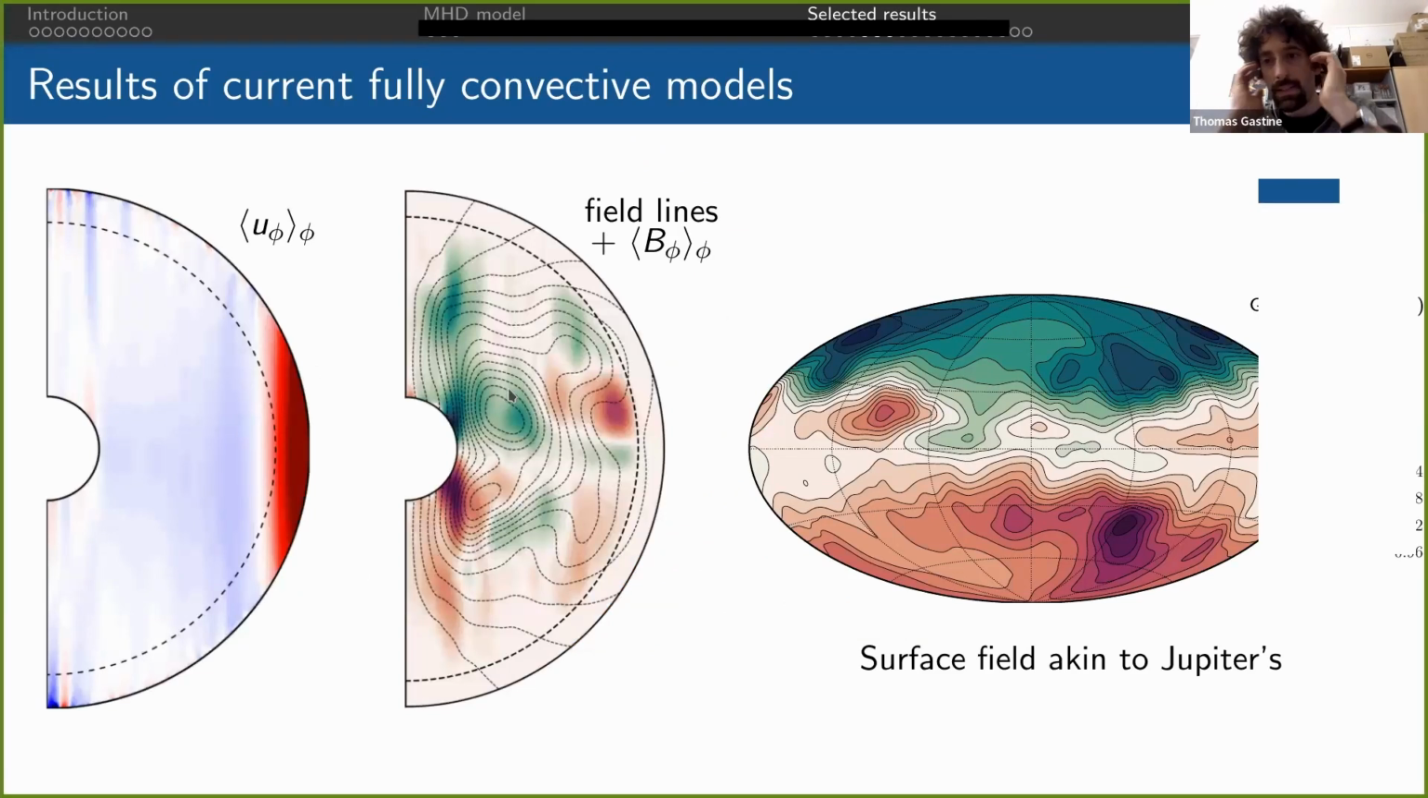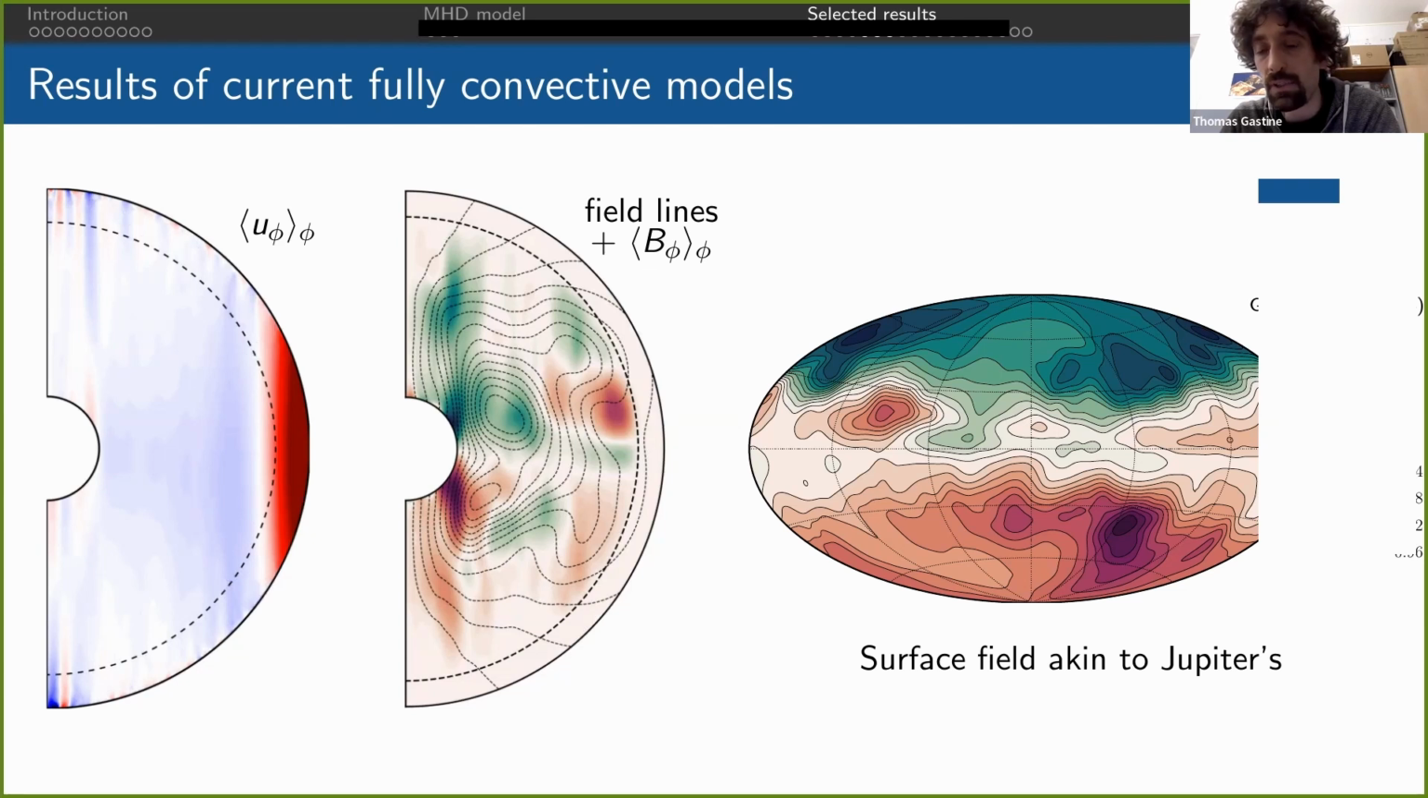So here, this is a simulation that I conducted in 2014. On the left panel is shown the zonal wind profile, so phi average U phi. In red, it's prograde, in blue, retrograde, and the dashed line corresponds to the part where it's getting metallic. And so we observe a main prograde jet, but nothing like alternating jets anymore at high latitudes.